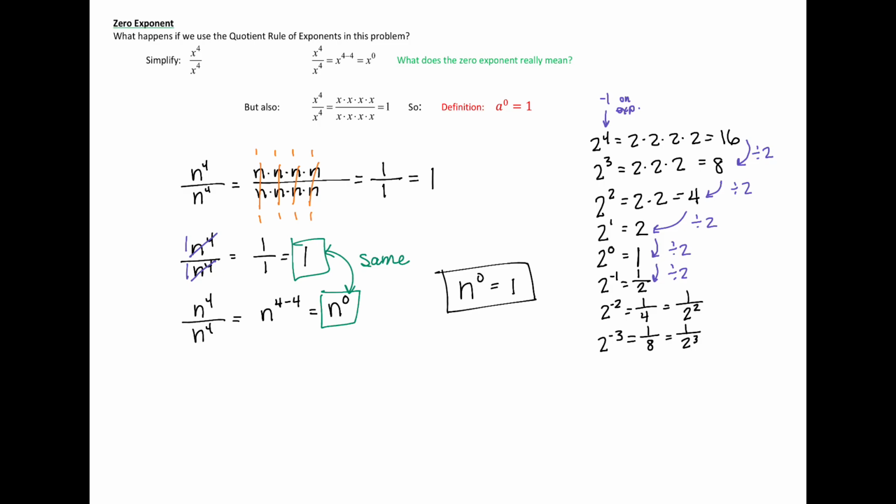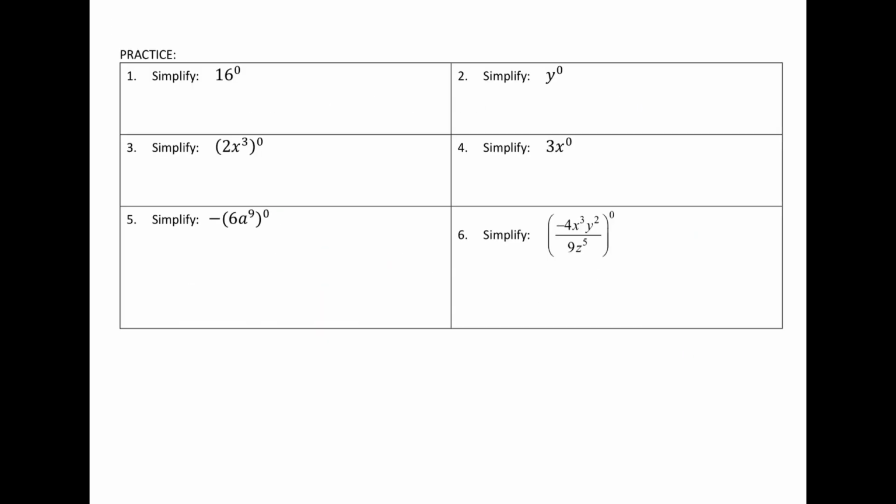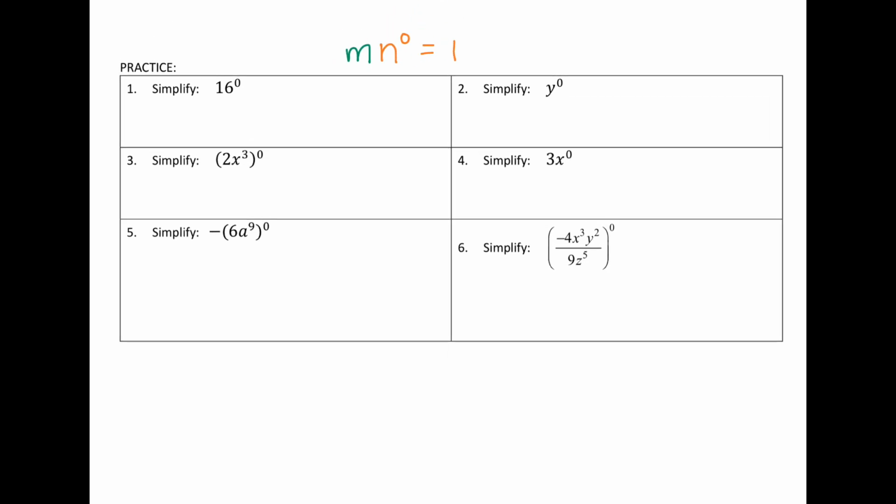Okay, let's try some actual problems. Here we go. Okay, remember, anything to the 0 power is 1. However, if there's another anything, then this orange 0 only affects the n. M doesn't have the orange 0. Okay, so it's not equal to 1. It is now equal to m. Okay, so be really careful.